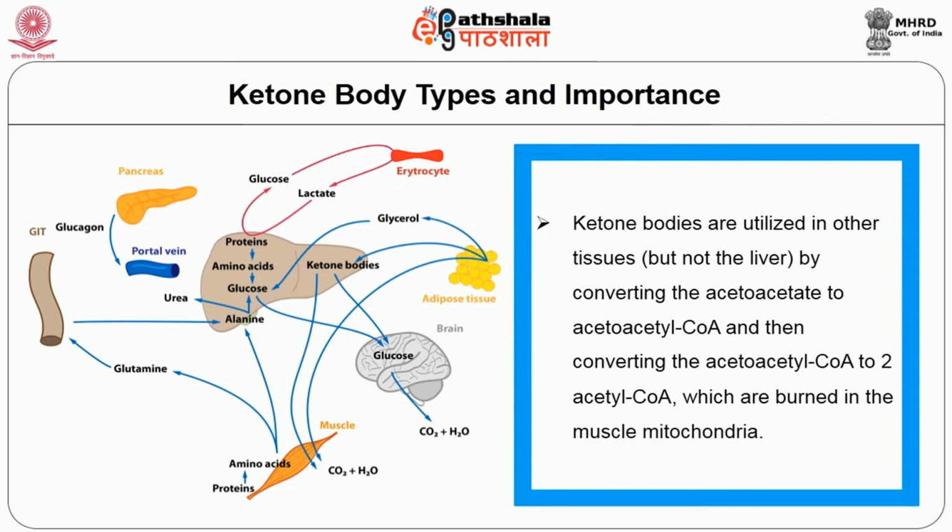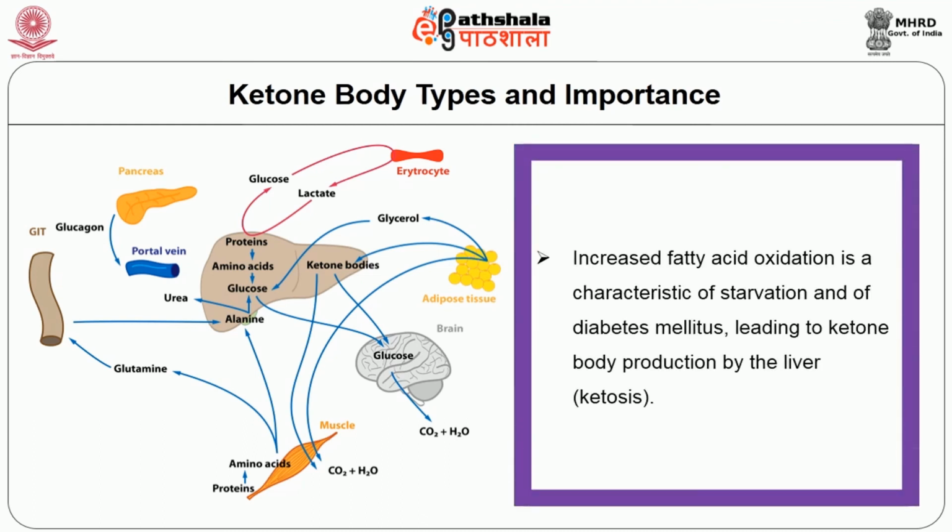Why are these ketone bodies essential? They are utilized in other tissues by converting the acetoacetate to acetoacetyl-CoA and then converting the acetoacetyl-CoA to 2 acetyl-CoA. What will happen? They will get burned in the muscle mitochondria. They can enter into the citric acid cycle. They can help in the generation of ATP molecules. So indirectly, ketone bodies, also derivatives of lipid metabolism, have an important function. Increased fatty acid oxidation is a characteristic of starvation and of diabetes mellitus, leading to an excessive ketone body formation by the liver, which is called ketosis.